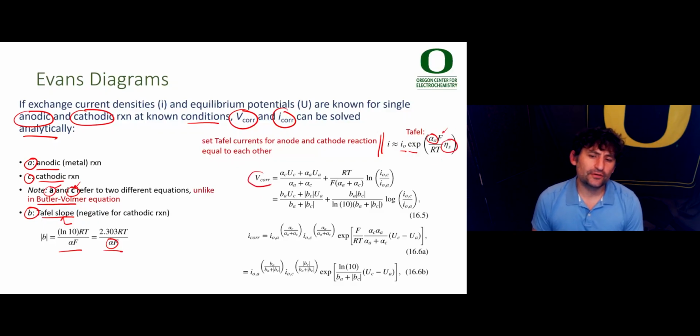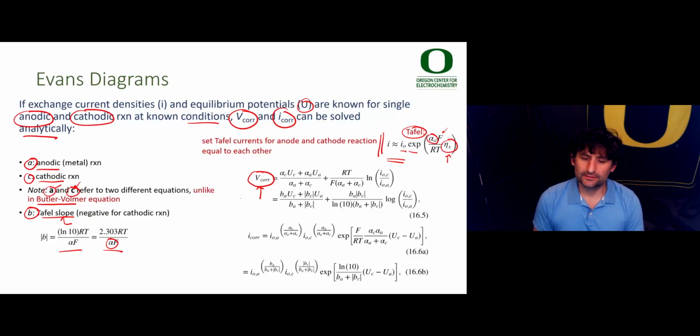Now we can solve for V corr by simply setting the total current equal to 0. So we can set the sum of the Tafel current in the anodic reaction plus the Tafel current in the cathodic reaction to 0 and just rearrange to calculate the overpotential where that works for both reactions. Remember, the overpotential can be written as the difference between V corr and the equilibrium potential for the given reaction. I'll leave this as an exercise for you during class.